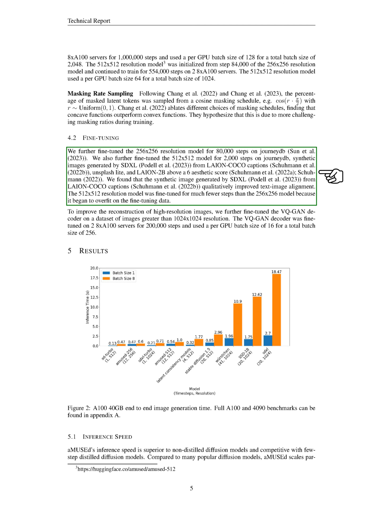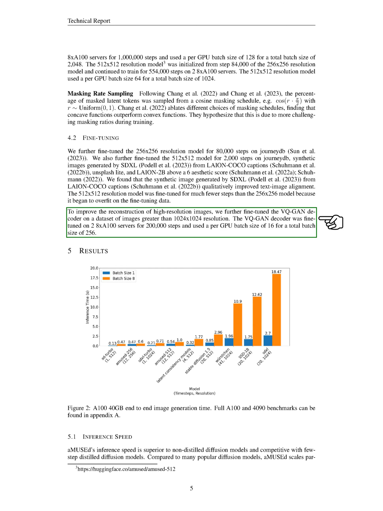We noticed that the synthetic images created by SDXL from LAION-COCO captions significantly improve the alignment between text and image. We fine-tuned the 512 by 512 resolution model for fewer steps than the 256 by 256 model to prevent overfitting. To enhance the reconstruction of high-resolution images, we further fine-tuned the VQ-GAN decoder on a dataset of images with a resolution greater than 1024 by 1024.